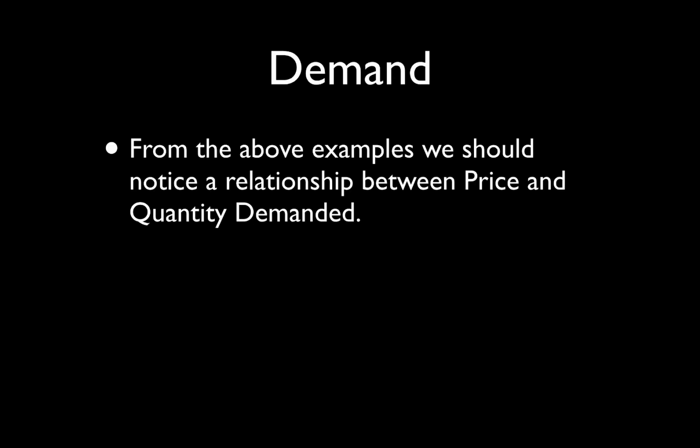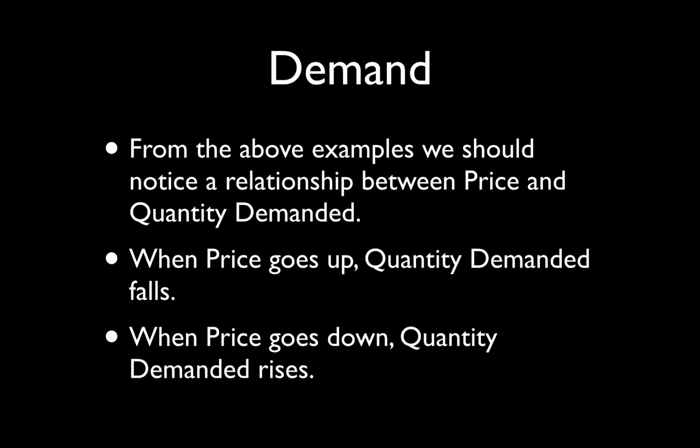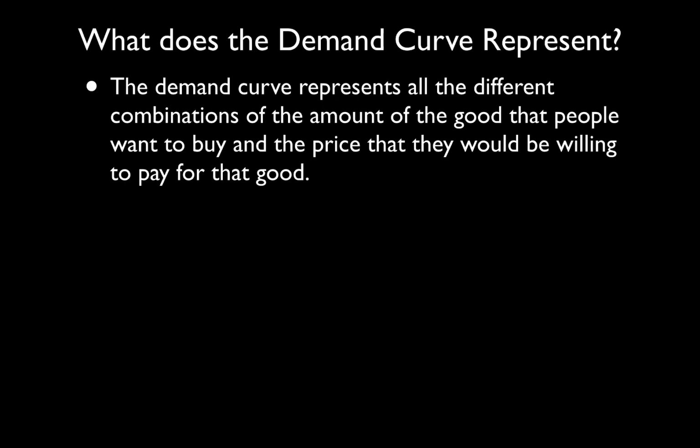Now, from the above examples, we should notice a relationship between price and quantity demanded. I know I'm repeating myself, but it's good to hear something 3, 4, 5 times, it helps to stick in the mind. When price goes up, quantity demanded, the amount that people buy, falls. When price goes down, the amount that people buy rises, which is quantity demanded. Now, the demand curve represents all the different combinations of the amount of a good that people want to buy and the price that they'd be willing to pay for that good.